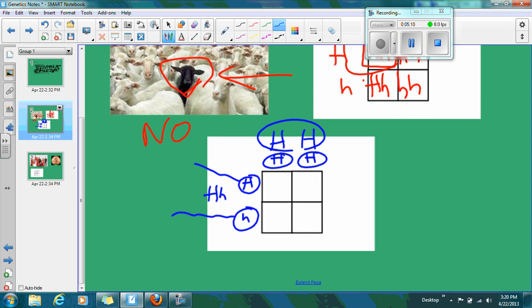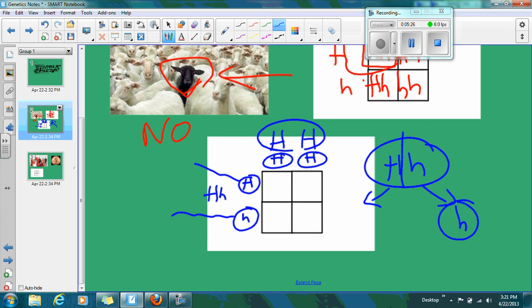So basically, every half is segregated. You can imagine if we take this genotype, big H, little h, and we cut it in half, we split it up.